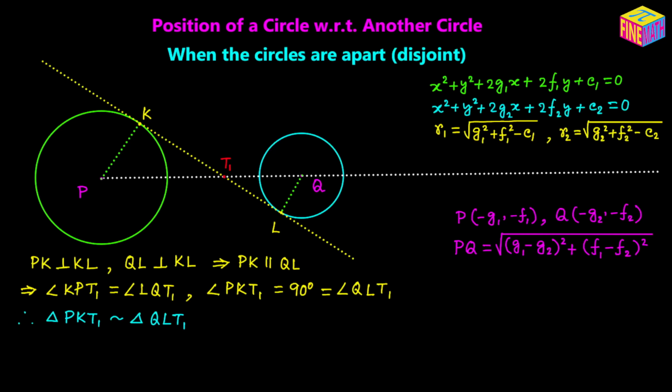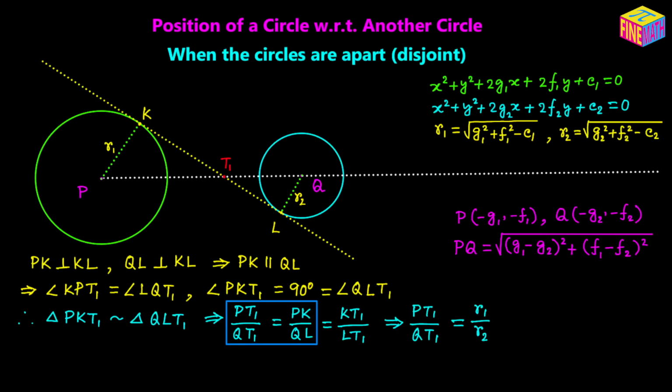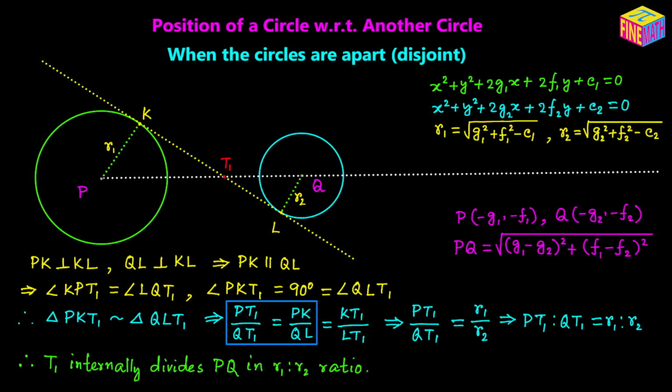And because they are similar triangles, the ratio of their corresponding sides would be equal. Taking the first proportion, we can write it like this. We can say that PT sub 1 over QT sub 1 will be equal to R sub 1 over R sub 2. And that can be written as PT sub 1 is to QT sub 1 is equal to R sub 1 is to R sub 2, which means that the point T sub 1 internally divides the PQ line segment in a ratio of R sub 1 is to R sub 2. So here we have a point, T sub 1, that divides the PQ line segment in this ratio, R sub 1 is to R sub 2.